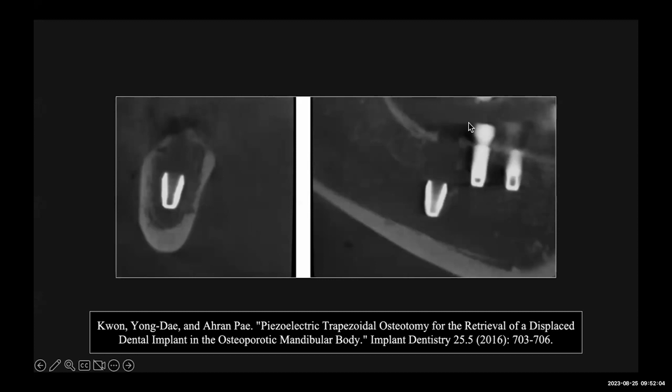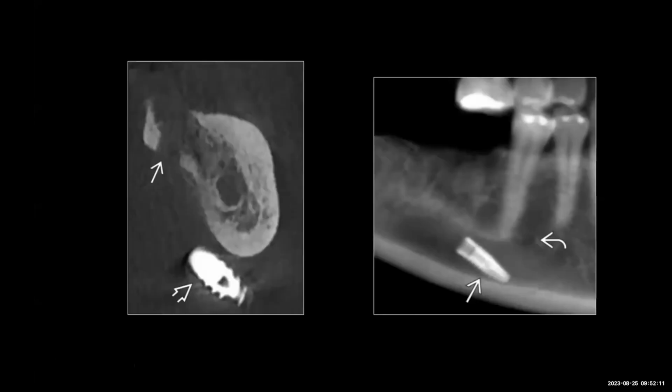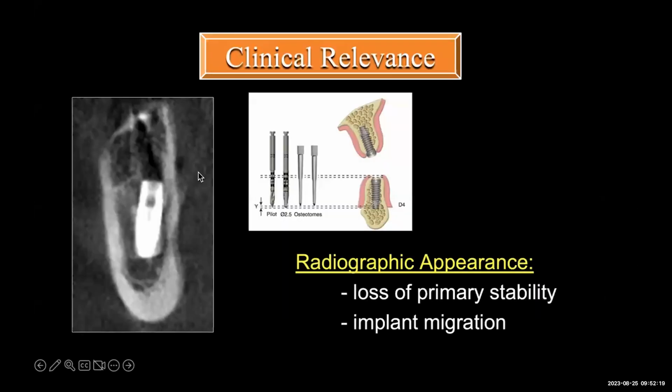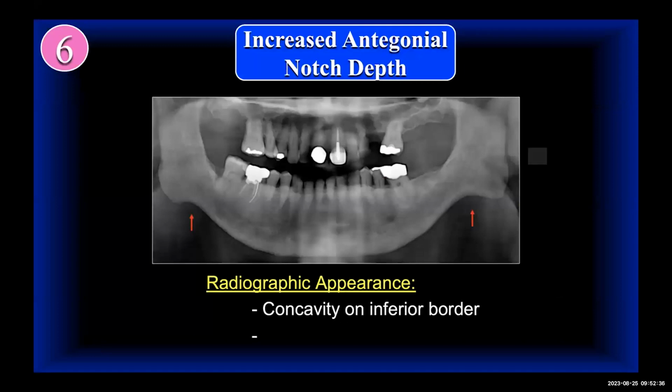Here's another case study, same thing. Doctor went to uncover the implant and it's in the inferior border of the mandible. Here's another one, lost because this one's a huge undercut and an osteoporotic area. So what's the relevance of this? That's why we teach a different protocol in poor density of bone, because we know you're going to lose the primary stability and we don't want the implant migrating, because that can be very complicated and traumatic.